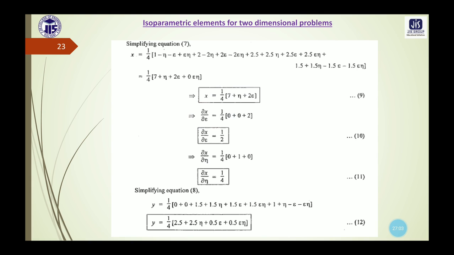Next, if we simplify equation number 7, we get a relation between epsilon, eta and x, which is x equals 1/4 (7 plus eta plus 2 epsilon), which is our equation number 9. Now if x is like this, then del x del epsilon is 1/4 into (0 plus 2). This is the first order differentiation with respect to epsilon, and that means del x del epsilon equals half. Again we can calculate del x del eta, which equals 1/4, and we get it as equation number 11.